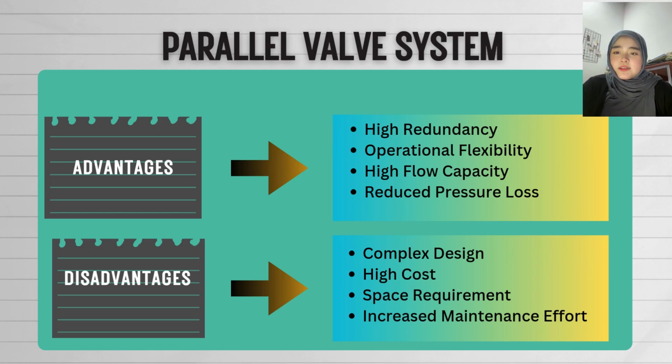And so the disadvantages in a parallel valve system, number 1 is complex design, because this system is more complicated to design because it requires more planning and installation, because there are many connections and routes.